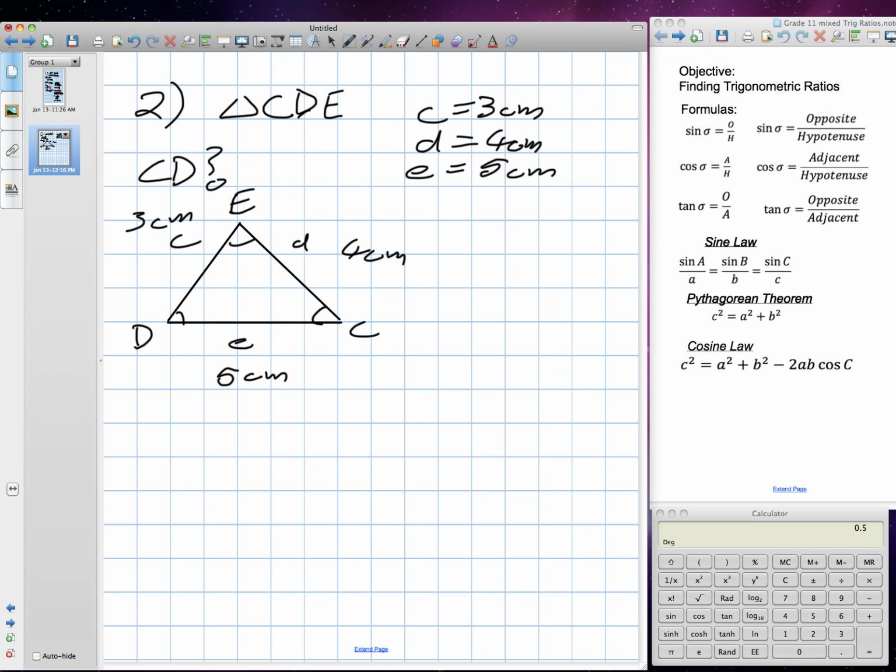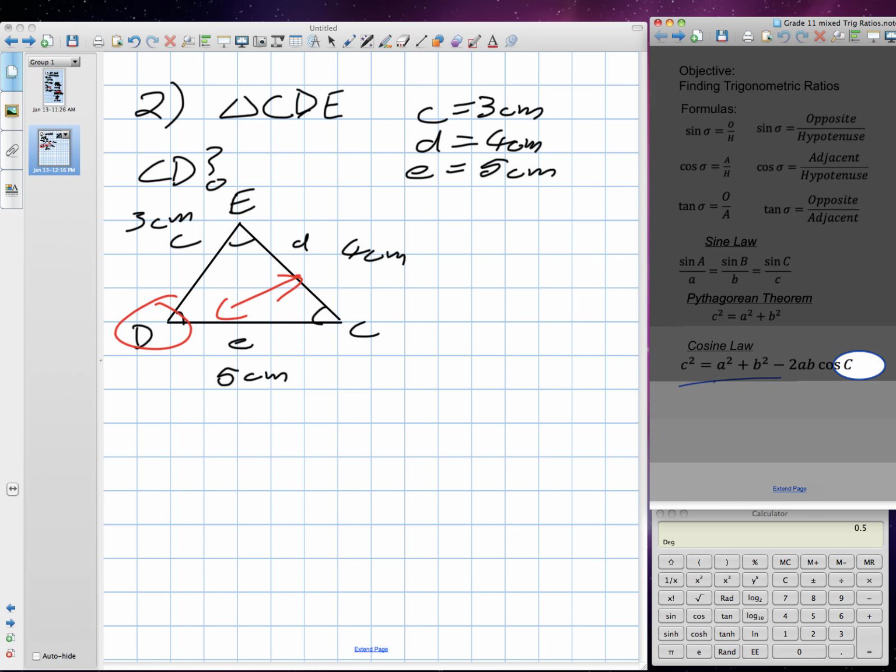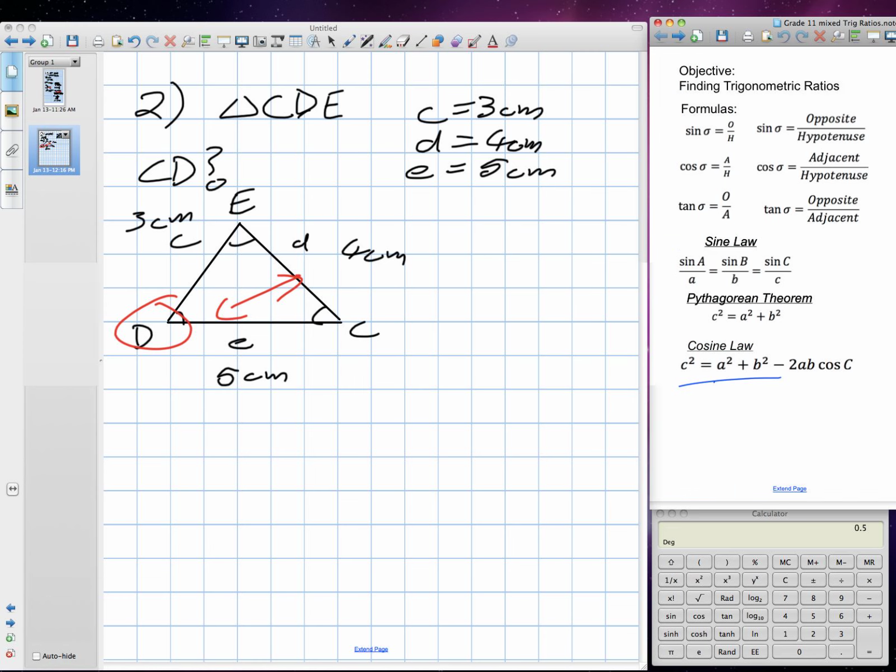Now, sine law is usually easiest, but in order to do sine law, what do I need to have? I need to have an angle and an opposite side. I need to have a complete ratio. Okay? Do I have that for any of these? No, so I cannot use sine law. I'm going to be using cosine law, and I'm going to be solving for the angle in the question. Okay? So we're going to use our cosine law. We have our cosine law here.